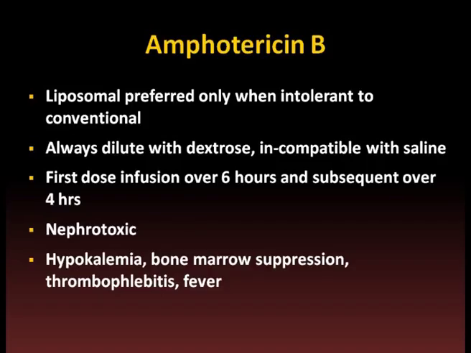If you are giving amphotericin, always dilute with dextrose, as it is incompatible with saline. The first dose should be given as an infusion over 6 hours, and every subsequent daily dose of amphotericin should be given over a duration of 4 hours. Amphotericin is nephrotoxic and it could cause side effects such as hypokalemia, bone marrow suppression, thrombocytopenia and fever. This should be remembered because if a baby on amphotericin has fever, there is no need to keep on searching for new infections.